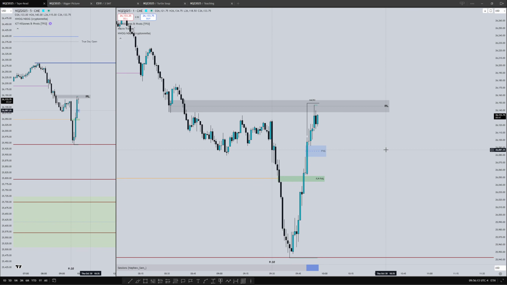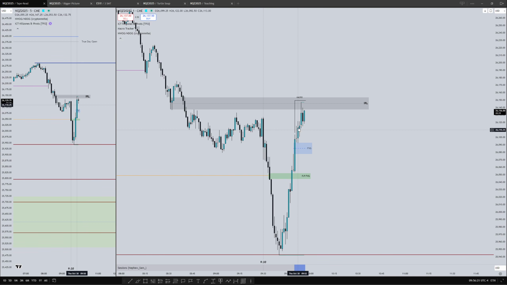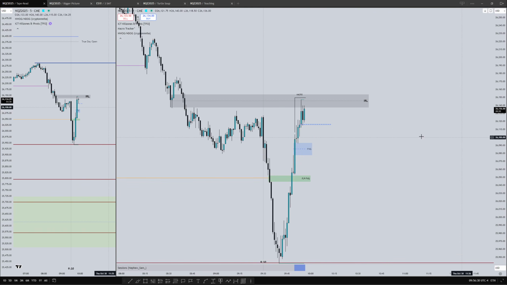So same thing in here. It's holding the change in state of delivery on the 5-minute chart. This is technically an inversion order block, but you don't see any displacement through it. I would have liked to see a fair value gap there and then trade into that. You have a volume balance instead. 2-minute, yeah, still volume balance.